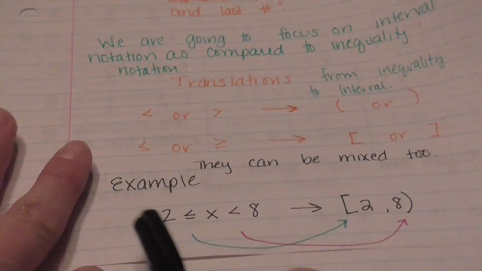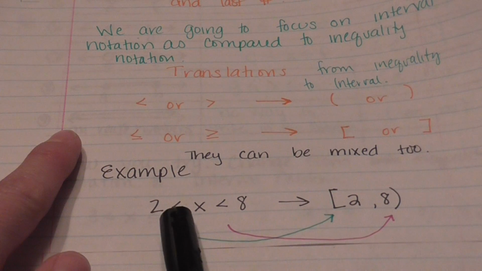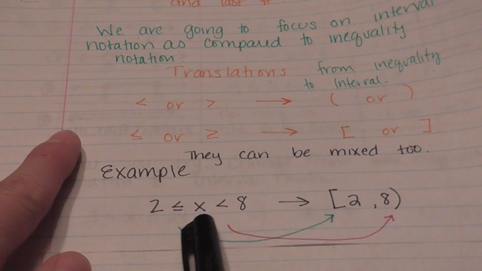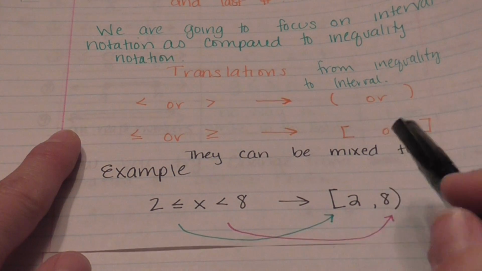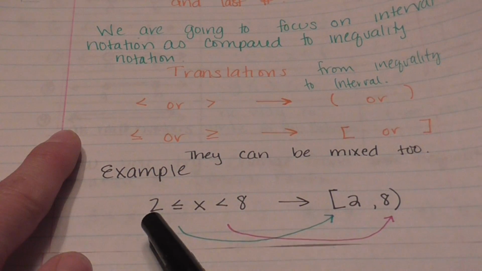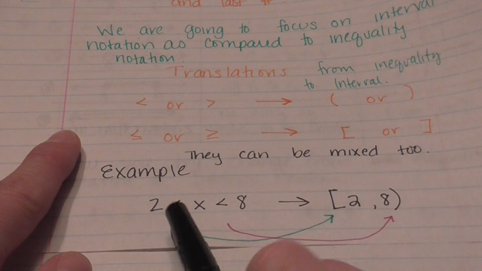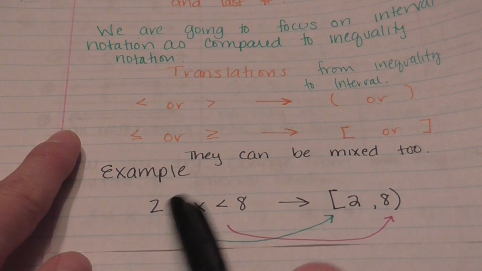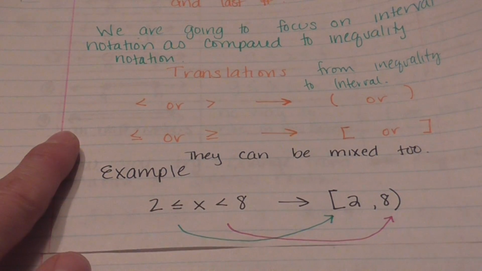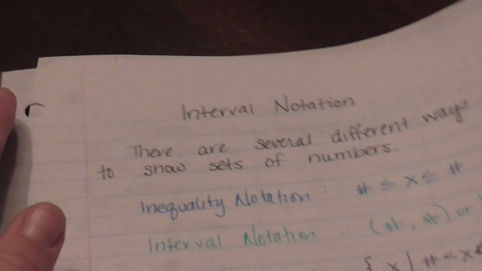So you could have, for example, when you take 2 is less than or equal to x is less than 8. That translates into this bracket going with the 2, and the open parenthesis going with the 8. So you put your 2 and your 8, a bracket and a parenthesis, and you're done. That's interval notation at that point.